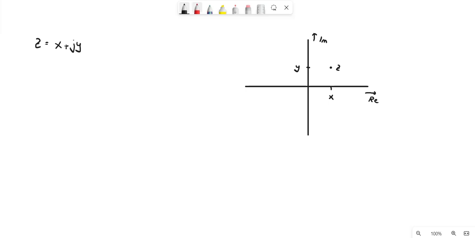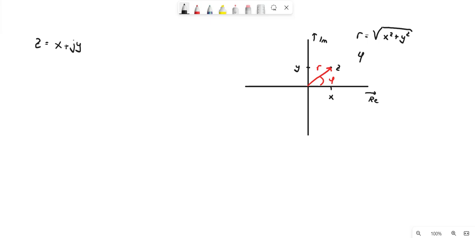Okay, now let's draw a vector towards z in this way, and the vector has a length of r and makes an angle of phi with the real axis. So now we can express r and phi in x and y. So we can say r is the square root of the real part squared, x squared, plus the imaginary part squared, y squared.